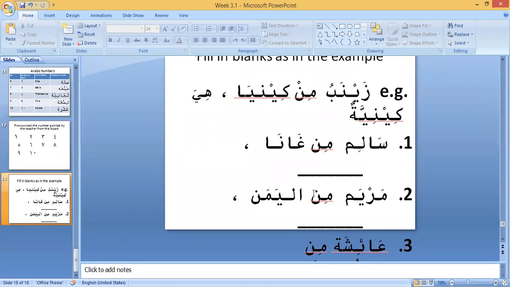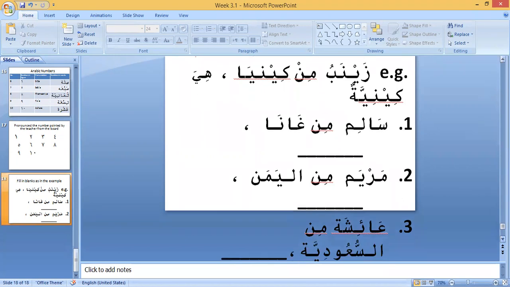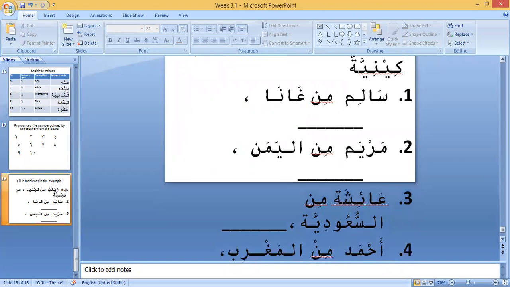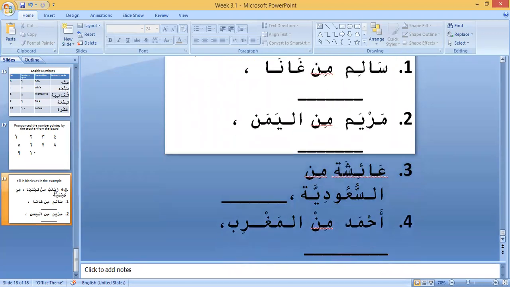Maryam من اليمن. Maryam is from Yemen. What do you do here? Maryam من اليمن. هي يمنية. Yes, that's right. You say هي يمنية. مريم من اليمن هي يمنية. عائشة من السعودية. عائشة is from Saudi. So what do you say there? هي سعودية. That's right. عائشة من السعودية هي سعودية.